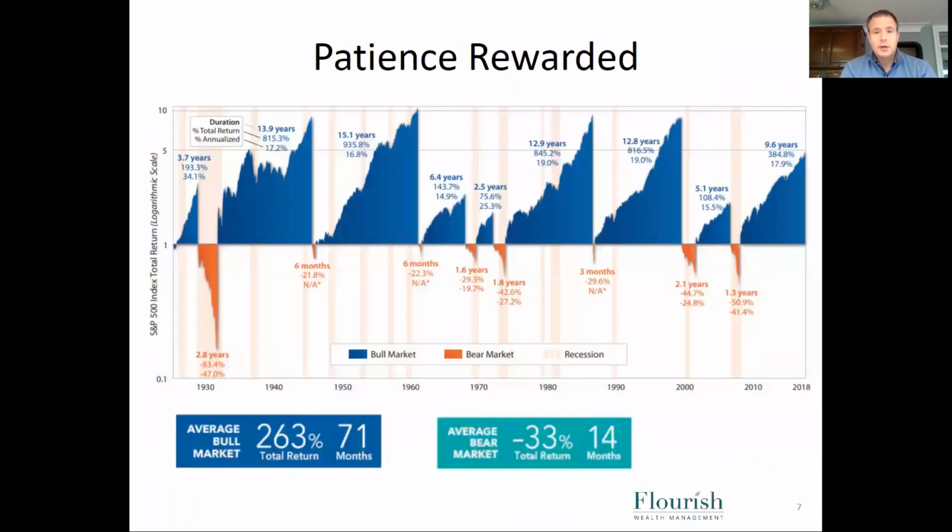We also take a look at bear markets and bull markets, which in this case, the bull markets are reflected in blue, the bear markets are reflected in red. Unfortunately, bear markets and recessions are part of the general economic cycle that we are in. They happen on a periodic basis. One of the things to understand and that we really emphasize to our clients and others when we have conversations is, those bear markets on average last about 14 months.